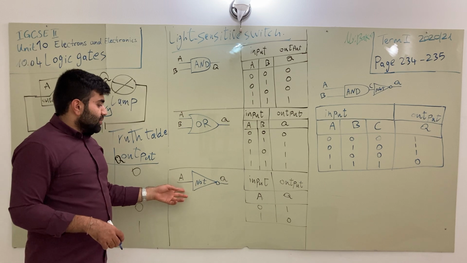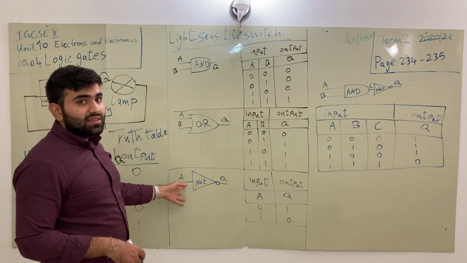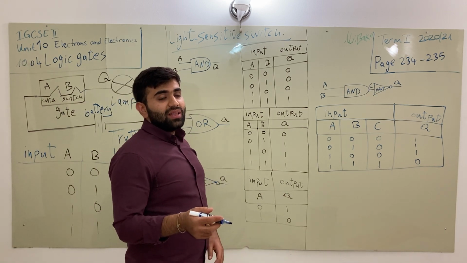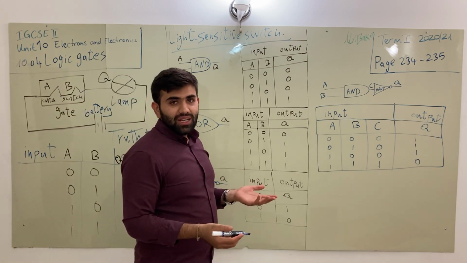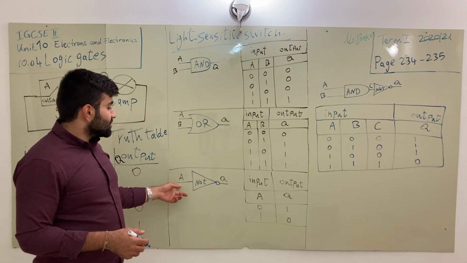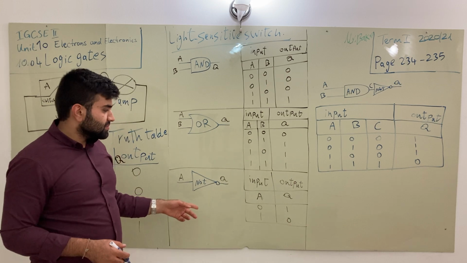Here in the last gate we have what? NOT. The NOT gate is like you put something negative, like you multiply by minus. So if you put 0, it will be 1, and if you put 1, it will be 0. But this gate has just one input and one output.